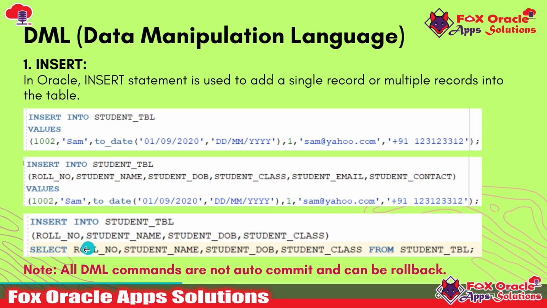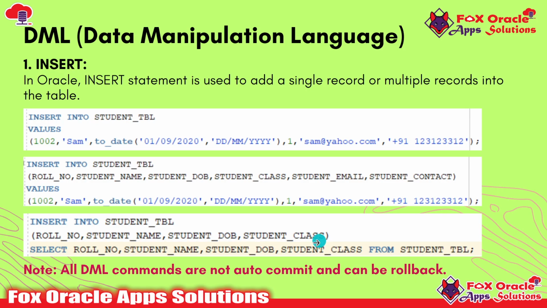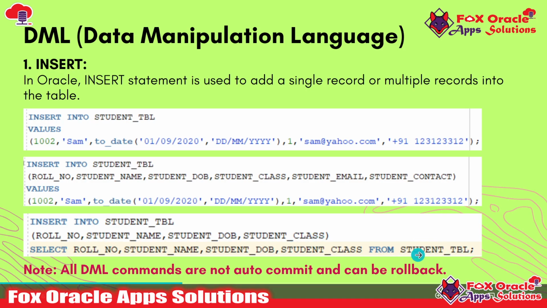And the third way is when we have to insert data into a table, instead of providing the values directly, we can get values from another table. For example, here we are storing data into the student table with all these columns, and we are getting data again from the same table. This can be any other table as well.